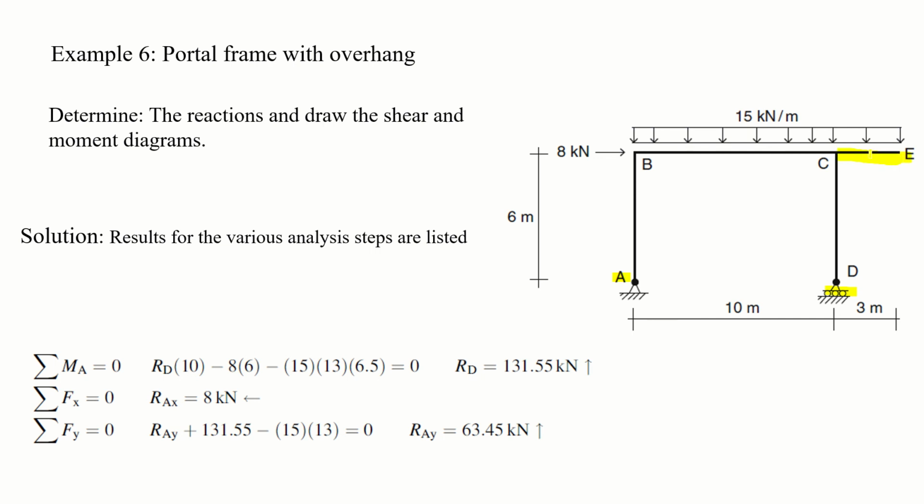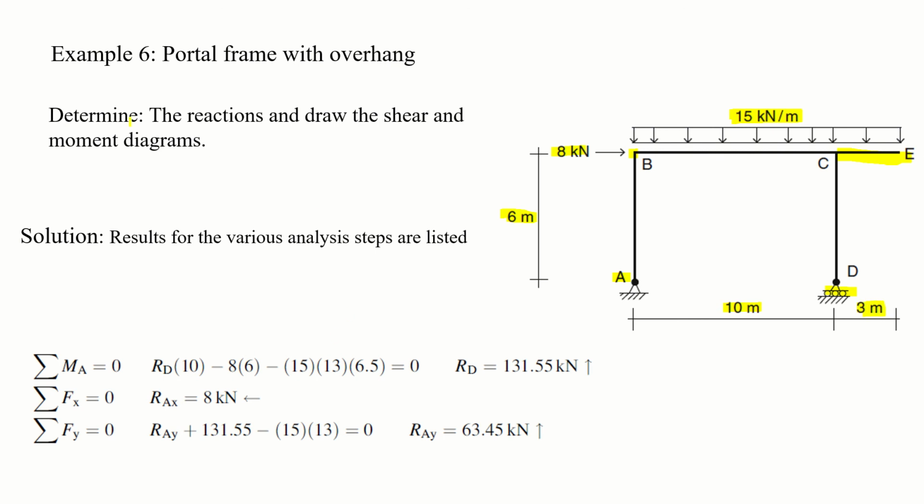Okay, and this is your weakest point. The load is a UDL of 15 kilonewton per meter. The lateral load is 8 kilonewton at joint B. The vertical height is 6 meter. The horizontal bay width is 10 meter, and the width of this overhang portion is 3 meter.